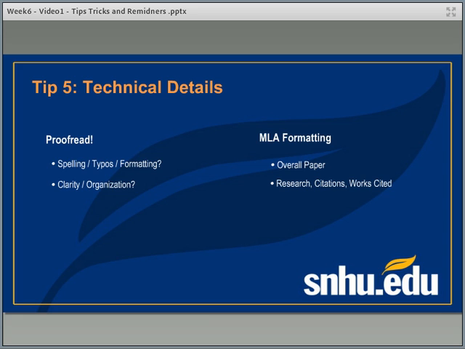MLA is probably nobody's favorite part of writing a paper, but it's an important one both to keep your paper organized and to make sure there's no question about where you brought in research and your sources, to avoid any concerns that have to do with plagiarism. So make sure you check out the other video this week that points you in the direction of lots of resources to help you with MLA and research and writing.